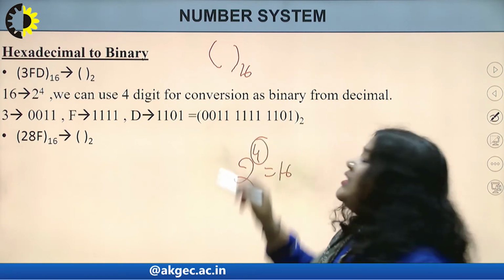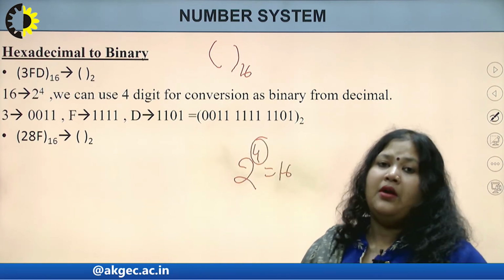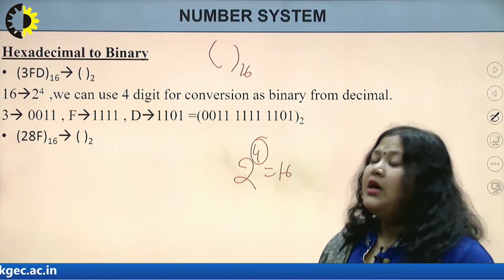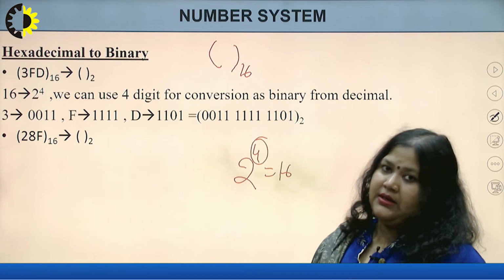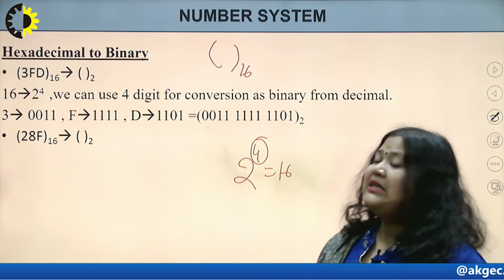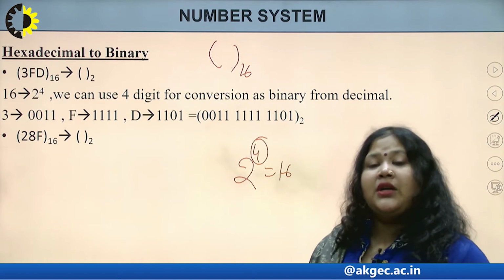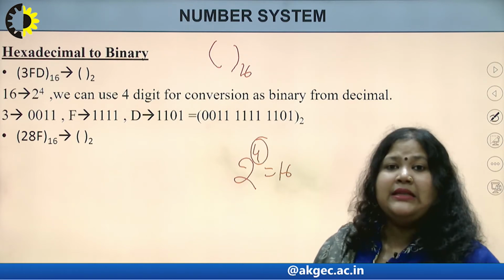So how many bits do we have to use to represent a hexadecimal number in binary form? It is basically 4 bits. We have to use 4 bits in the hexadecimal number system and 3 bits in the octal, because the base value of the octal is 8 and the base value of the hexadecimal is 16.